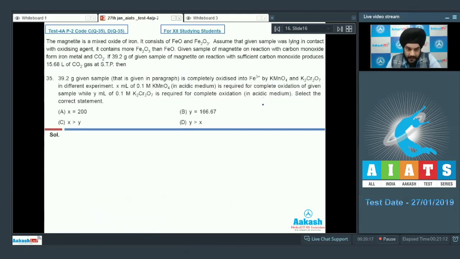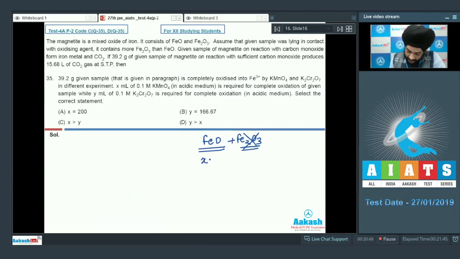In question number 35, the 39.2 gram given sample, which is given in the paragraph, is completely oxidized to Fe3+ by KMnO4 and K2Cr2O7 in different experiments. So X mL of 0.1 molar KMnO4 was required and Y mL of 0.1 molar K2Cr2O7 was required. Select the correct statement. So we have a sample of FeO and Fe2O3. So all of the iron is converted into Fe3+. So Fe2O3 will not take part in oxidation, only the FeO shall be oxidized.